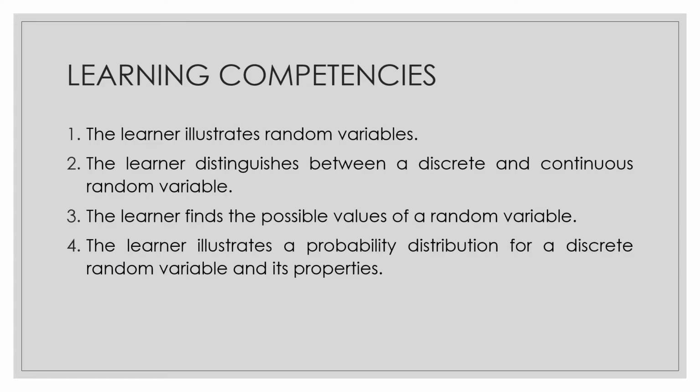So before everything else, we have here our learning competencies which you need to exhibit after this session. Number one, you should be able to illustrate random variables. Number two, you should be able to distinguish between a discrete and continuous random variable. You should also be able to find the possible values of a random variable. And finally, you should be able to illustrate a probability distribution for a discrete random variable and its properties. So we are going to do these four, and afterwards you will be given tasks to do.